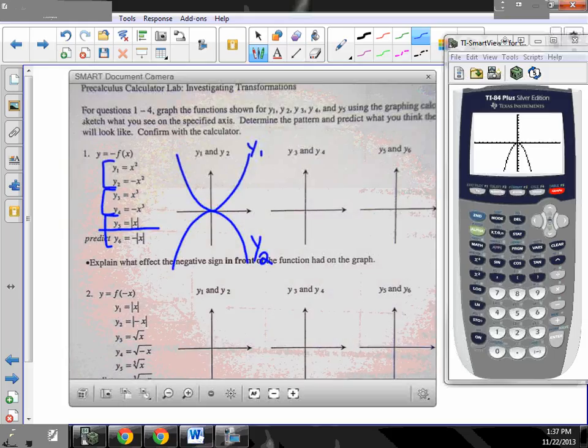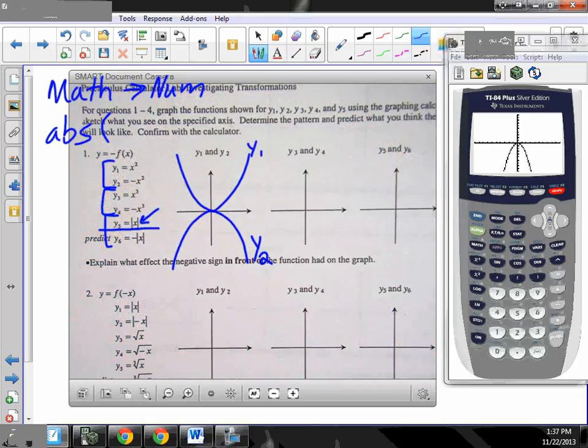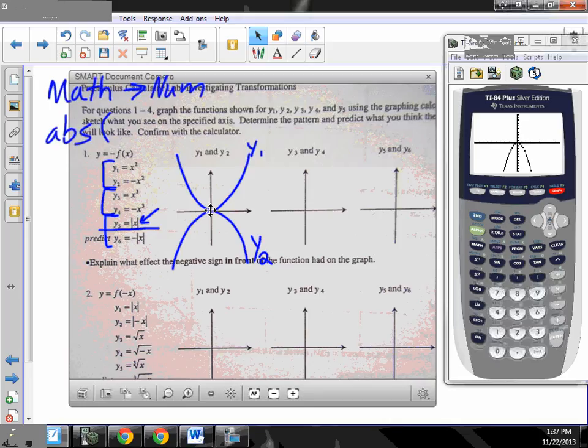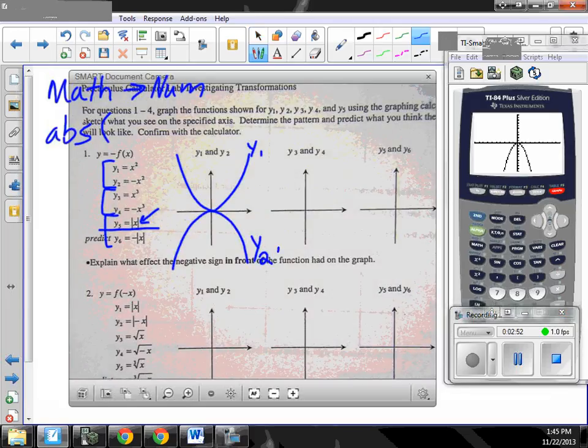Does anybody remember how to graph absolute value? You go into math, and you go over to number, and it's the ABS. Yeah, number 1. Okay, so do this for all of number 1, and then we'll talk about the answers. I wouldn't quite move on to number 2 because there's a little bit of a trick to it. So I'll pause the video. Get started on that.